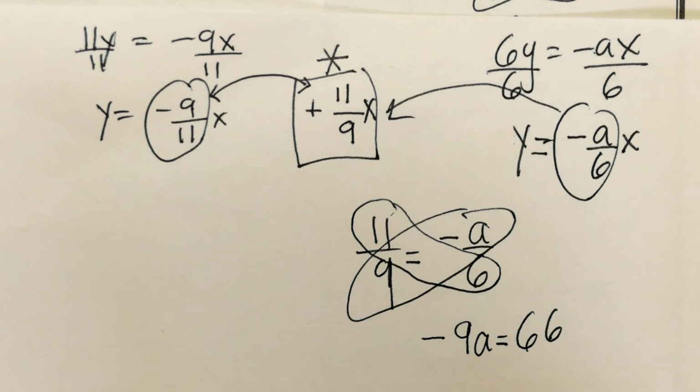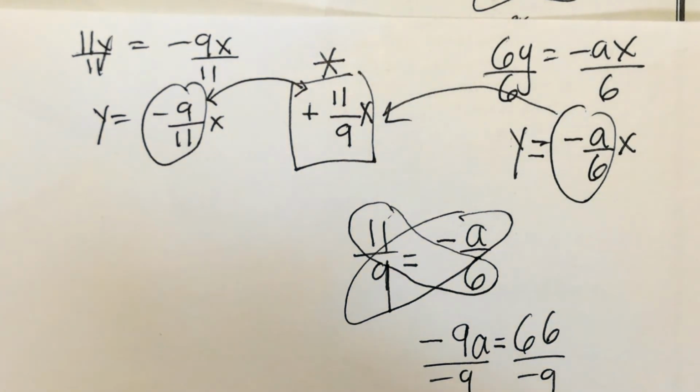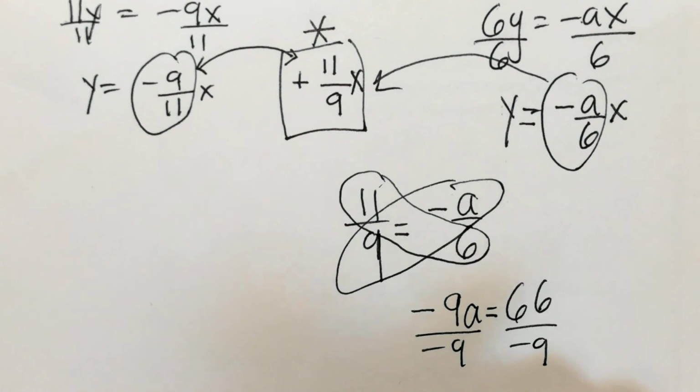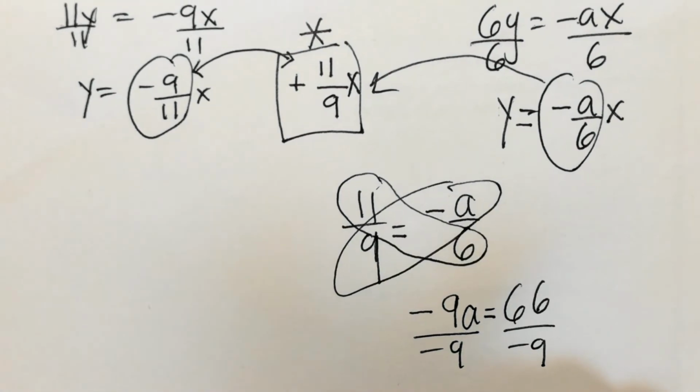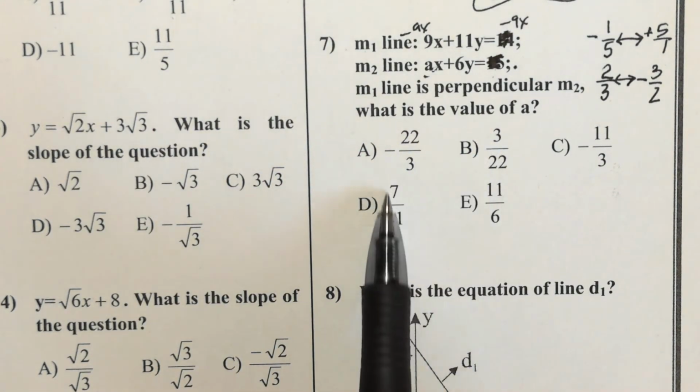If you are struggling with your signs and multiplying, dividing, adding, or subtracting, feel free to use a calculator. Then I'm going to divide by negative 9. And before I see if I need to reduce this, let's see if negative 66 over 9 is an answer. Well, I don't see negative 66 over 9 here.